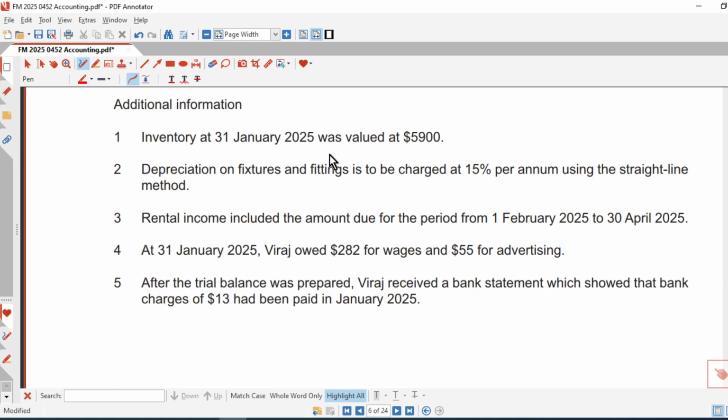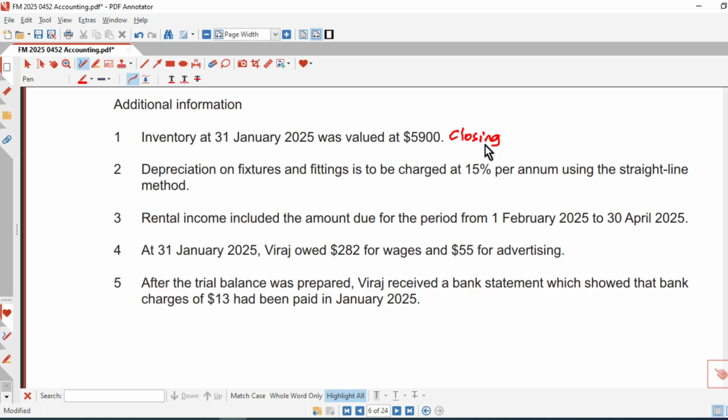The first information they've given us is that inventory at 31st January 2025 was valued at $5,900. Now, what is this? This is your closing inventory, at the end of the financial year.